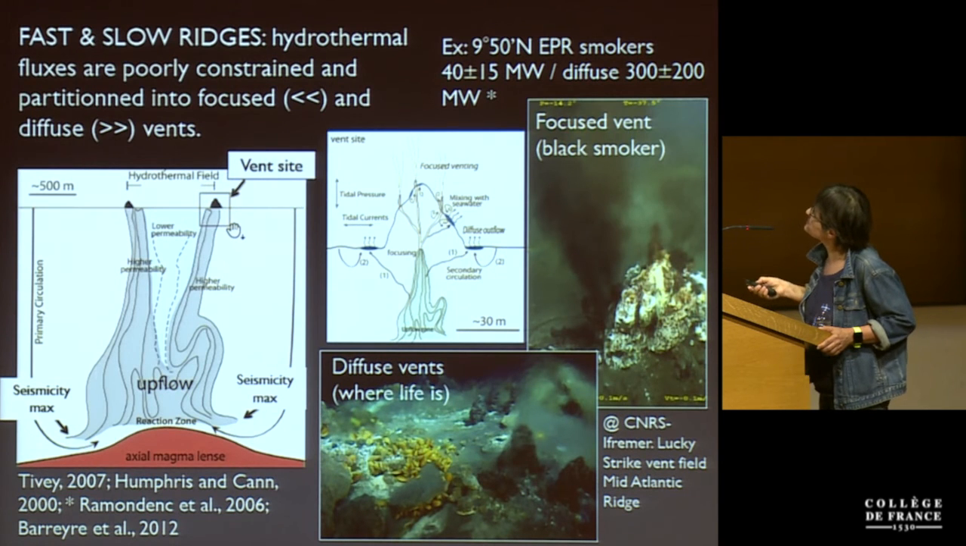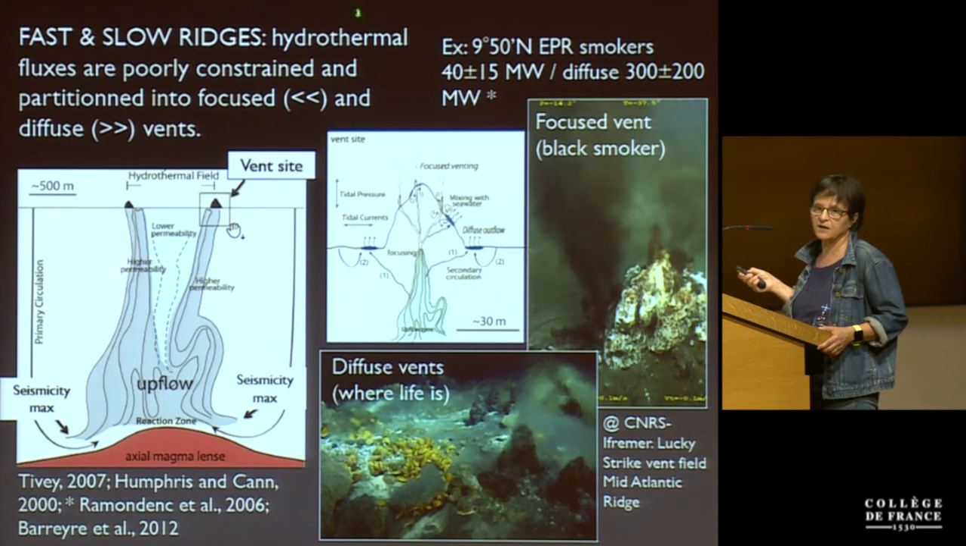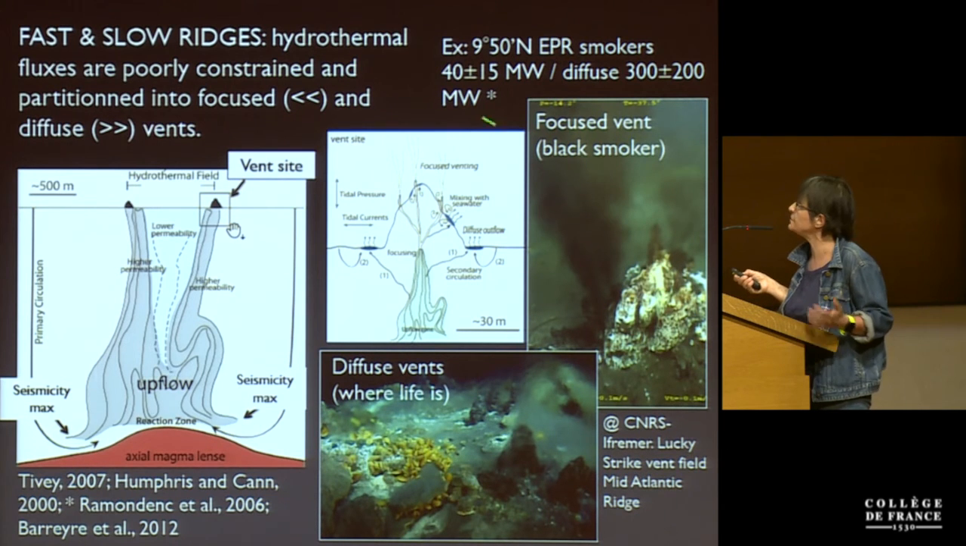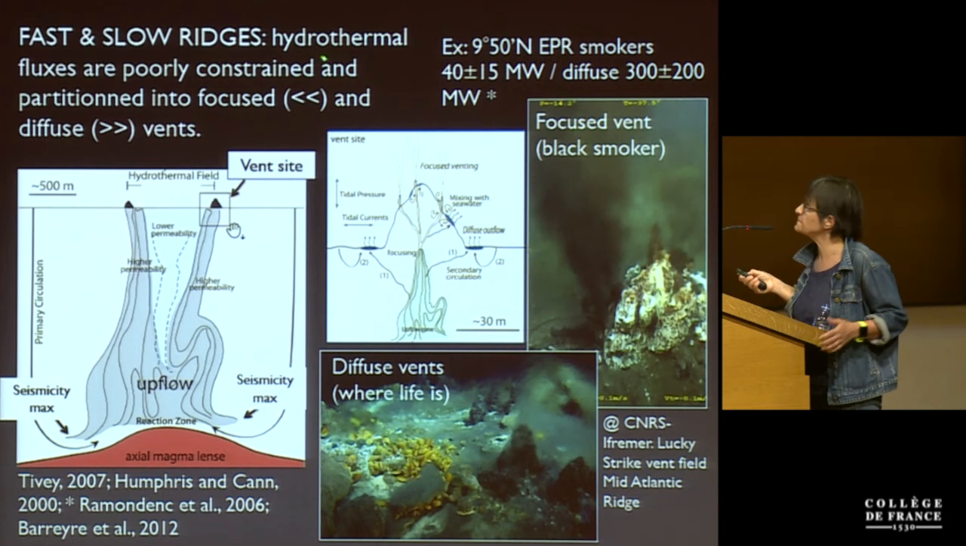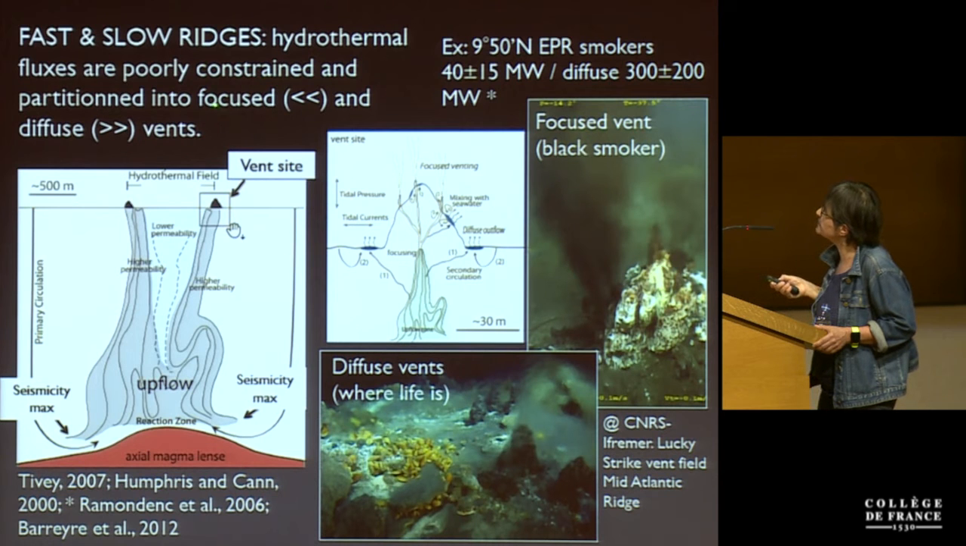Continuing on hydrothermal systems, and that concerns all the ridge hydrothermal systems, fast and slow. We've seen that the hydrothermal fluxes are important for life. Obviously, and I'm going to show you a slide about that, they're also important for what types of chemicals are transferred from the solid earth to the ocean. They are important for heat transfer, but their fluxes are at present very poorly constrained, and one of the main reasons why they are poorly constrained is that they are partitioned between focused vents, which represent a smaller part of the flux, and diffuse vents.